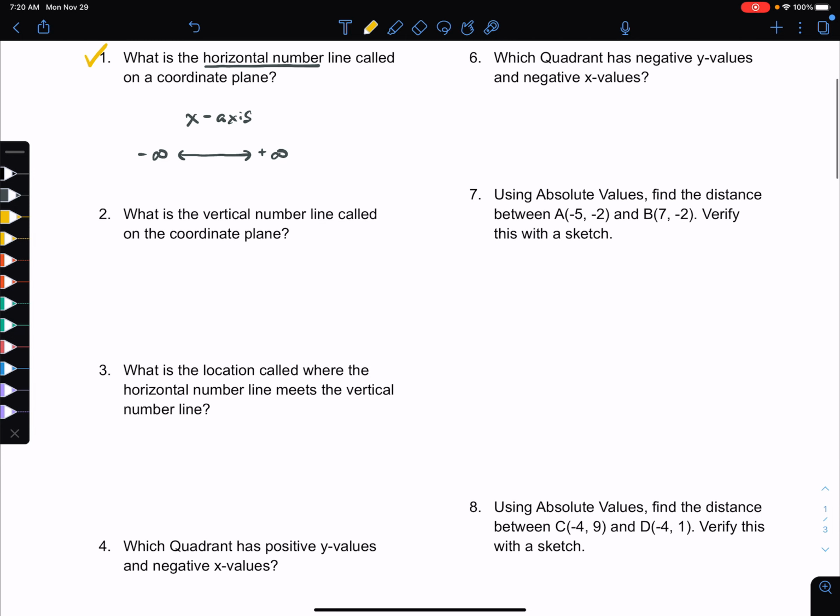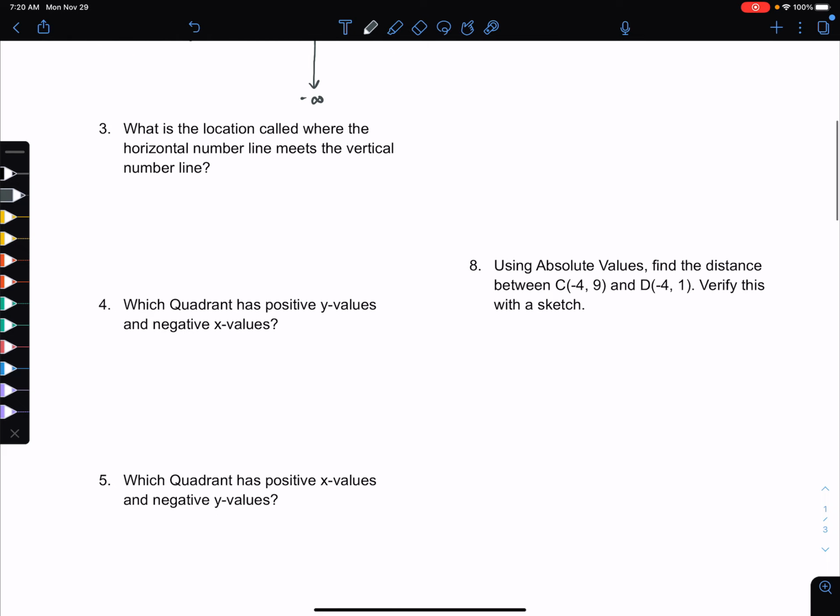For number 2, let's take a look at this one right here. What is the vertical number line called on the coordinate plane? Think about it, that would be the y-axis. That's the vertical number line, the one that goes straight up and down. Going up, it's going towards positive infinity, and going down, it's going towards negative infinity. All right, so that's the first 2 problems, just a little bit of background.